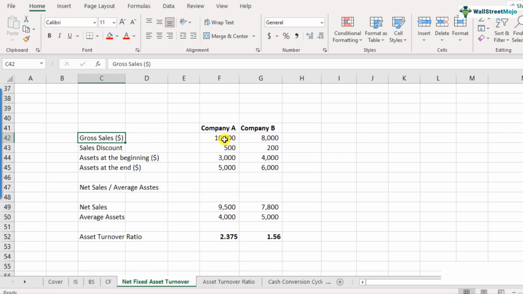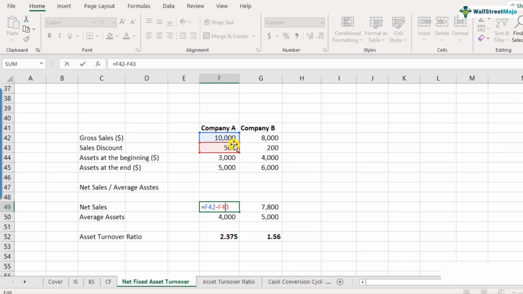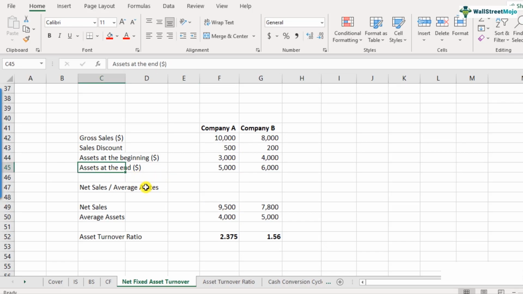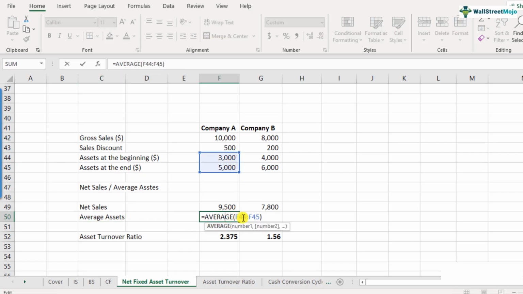So here we have the gross sales and the sales discount. So what we do is that in order to find the asset turnover ratio, we need the net sales numbers, right? So the net sales numbers are gross sales minus the sales discount. That comes out to be 9500. And we have been given the assets number as well. So here in order to find the average assets, we just need to add these two and divide it by 2, or you can use this average formula as well.